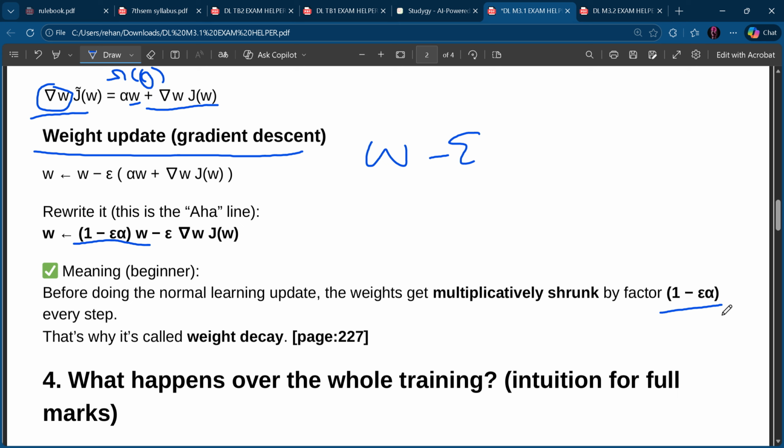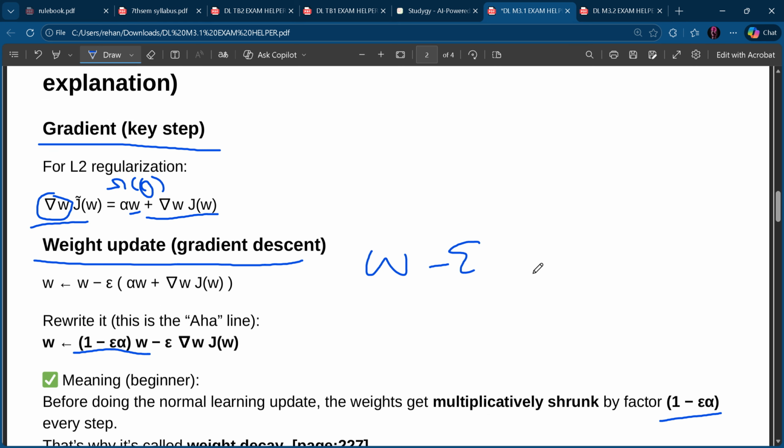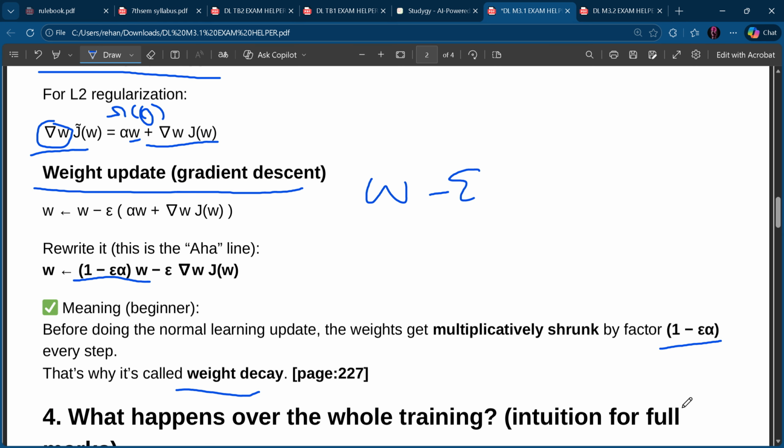So here you have w common. So w minus epsilon alpha w. Just take the w outside: 1 minus epsilon alpha. See, that's it, finished. So this is the actual regularization, meaning before doing the normal learning update, the weights get multiplicatively shrunk by factor 1 minus epsilon alpha every step. That's why it's called weight decay.